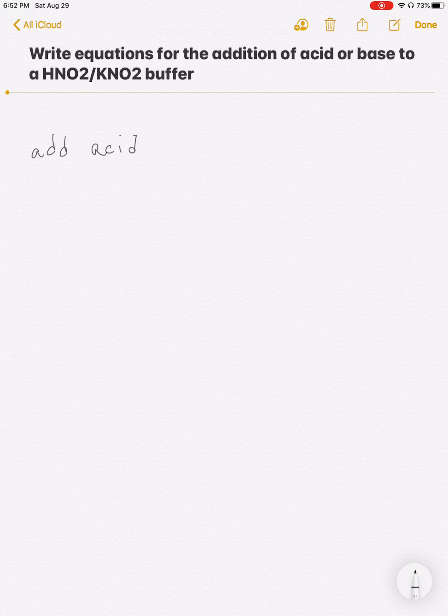and all acids supply H plus hydrogen ions, so we can think of that as adding an acid to the buffer, that acid is going to react with part of that buffer. So let's start by looking at what is making up the buffer. The buffer is made up of nitrous acid, HNO2, and a salt, potassium nitrite, that supplies its conjugate base.